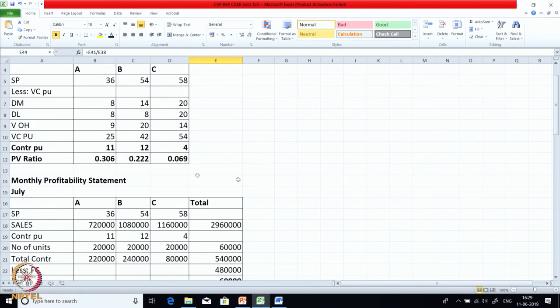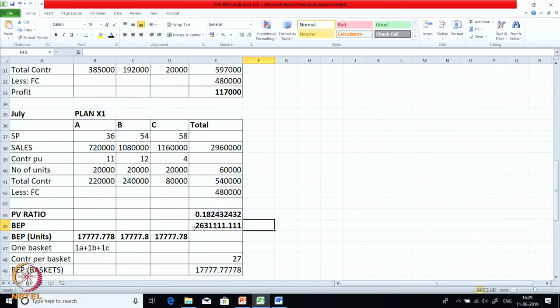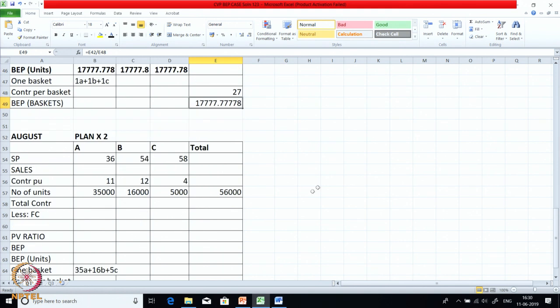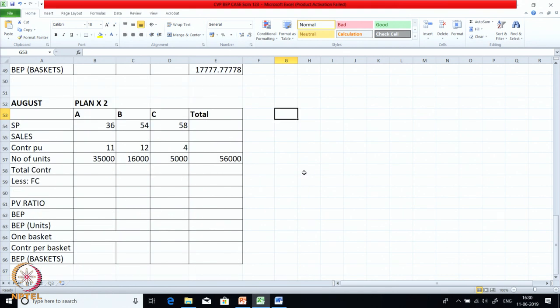You can see individual PV ratios are like this. But as a basket, it is 0.18, it is an equal weightage, 1 is to 1 is to 1. So giving me a BEP of this quantum, which is I think 26,31,111. Getting it? Either you can do it in rupees or you can do it in units. Both ways is possible. Now please do it for plan X2, that is for the month of August. Apply the same methodology as we have done here. Please do it along with me.